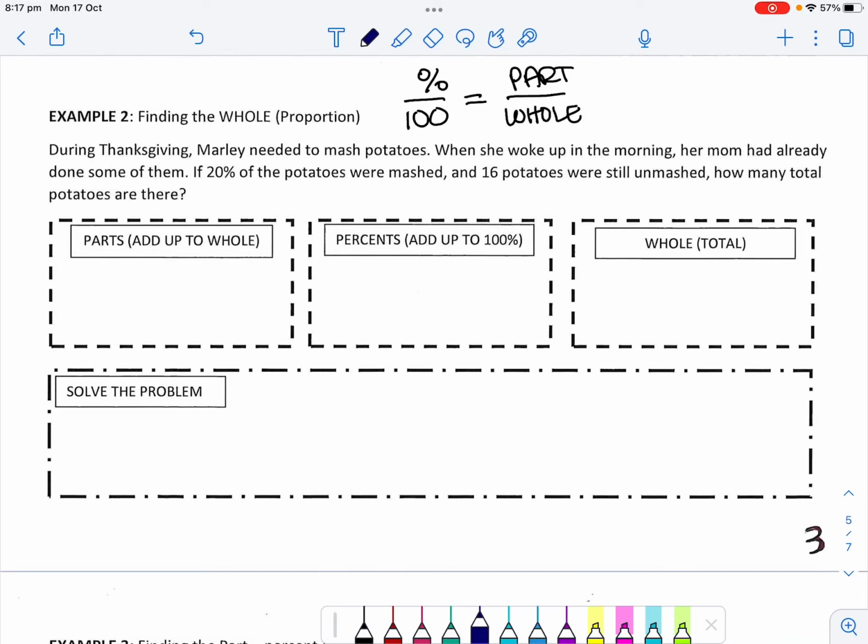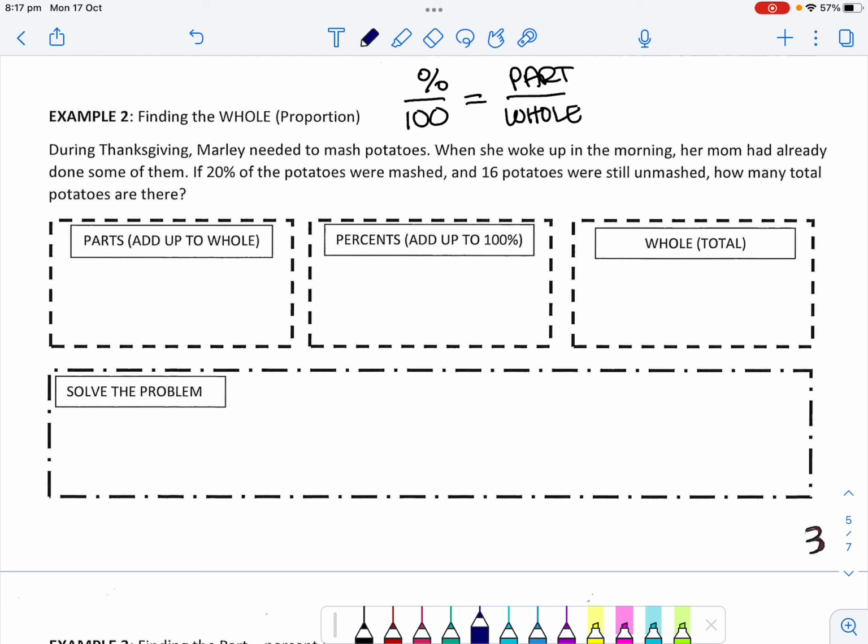All right, everyone, I'm going to continue with example 2, finding the whole in a word problem. So this says, during Thanksgiving, Marley needed to mash potatoes. When she woke up in the morning, her mom had already done some of them. If 20% of the potatoes were mashed and 16 potatoes were still unmashed, how many total potatoes are there?